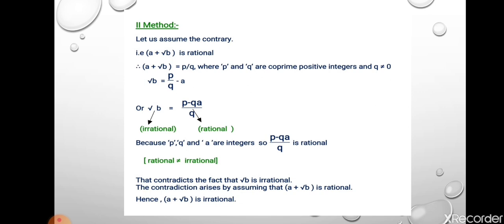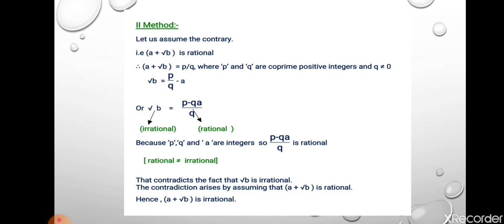Now here a is rational and root b is irrational. So now transposing a to the other side, we get root b is equal to p by q minus a. After solving this, we get root b is equal to (p minus qa) by q. So here on the right hand side, we see that p, q, a are all integers. So (p minus qa) by q must be a rational number.